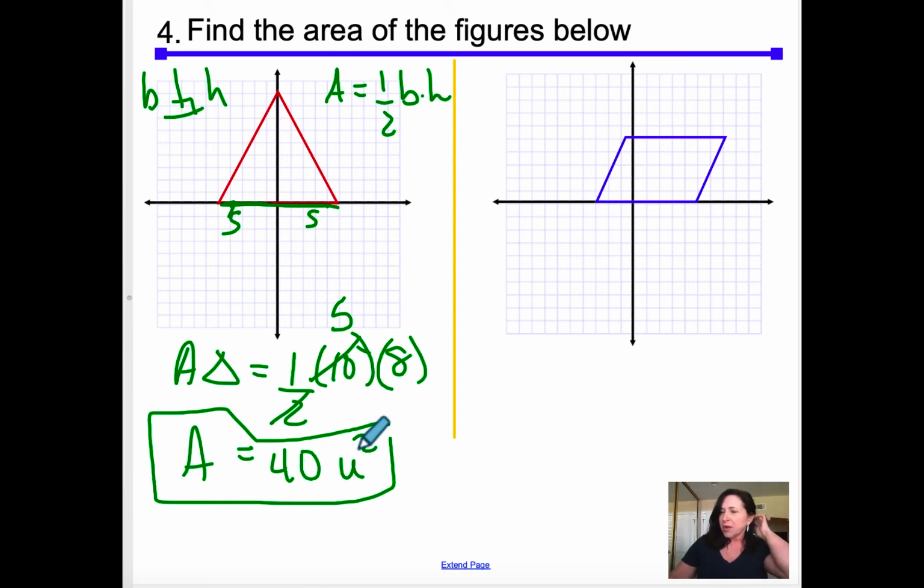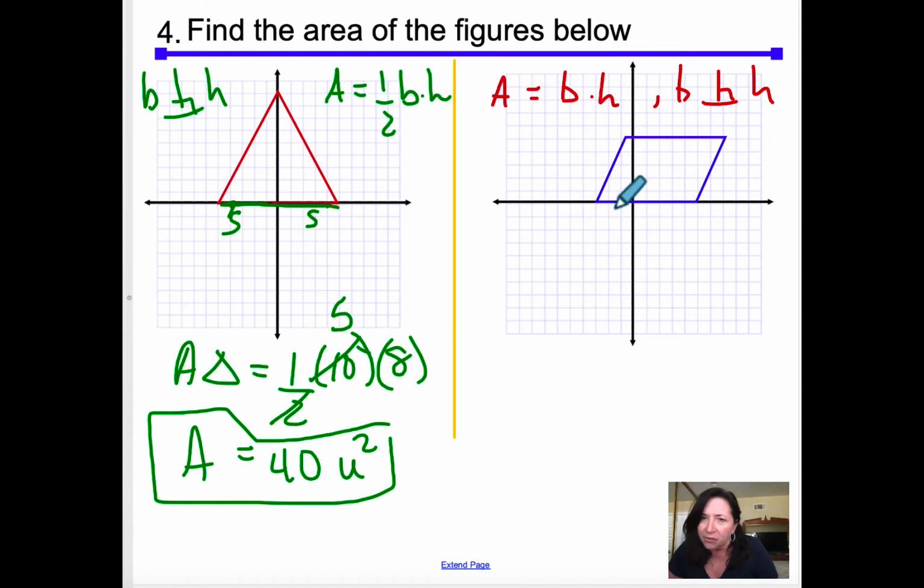Don't do that. Okay, so now for this problem here, this is a parallelogram. In order to find the area of a parallelogram, it is base times height. However, it is base perpendicular to height. So you do have to know what the height is, and it has to be perpendicular to the base. So here we go with our base. Looks like we got 1, 2, 3 on the left. We have 1, 2, 3, 4, 5 on the right. So that base is now 8.